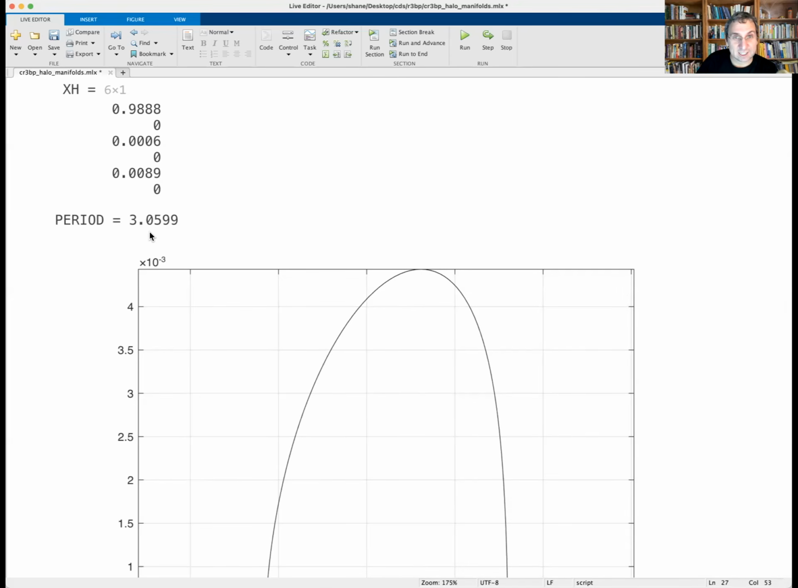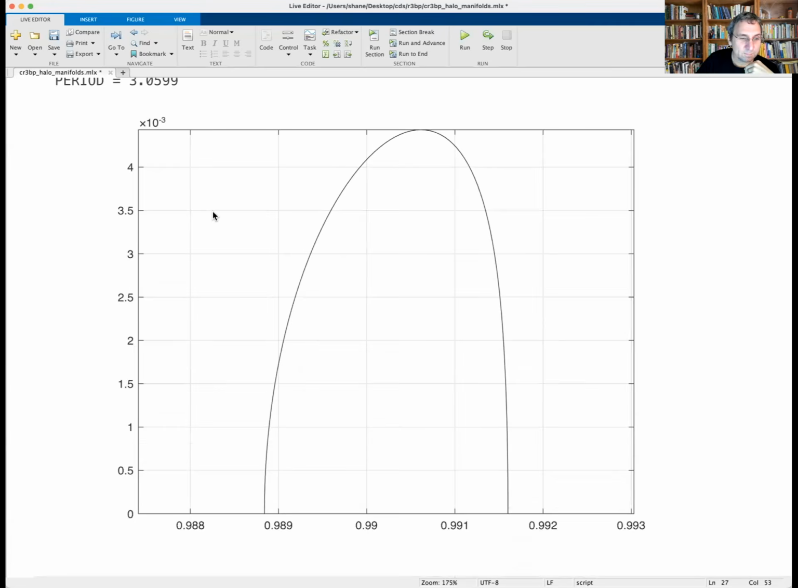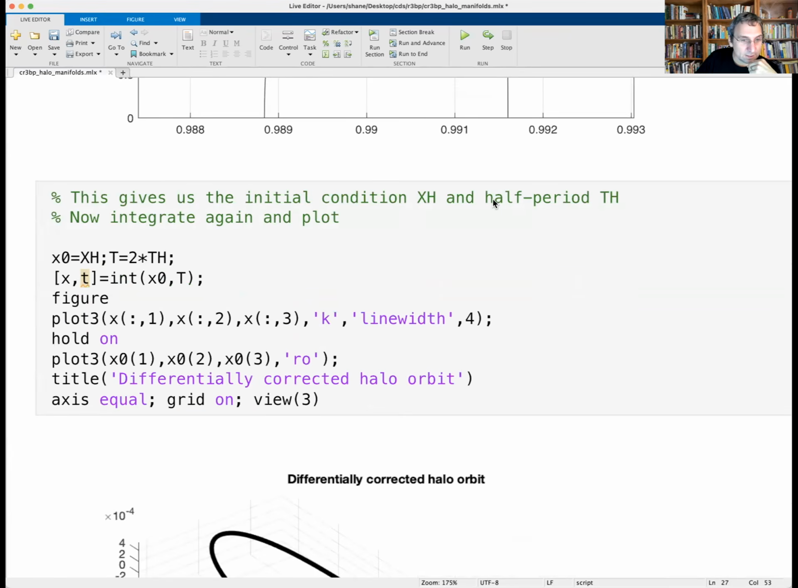So notice this is a little less than pi. So 2 pi would be 1 period of the Earth around the sun, so 1 year. So this is a little less than half a year. And so that gave us an initial condition and the half period. So now we'll integrate for a full period. So that's 2 times that half period.